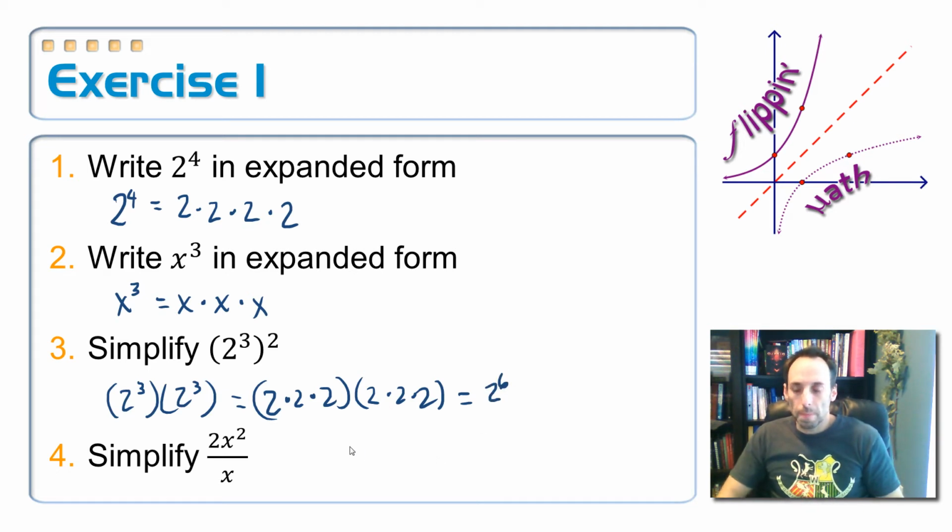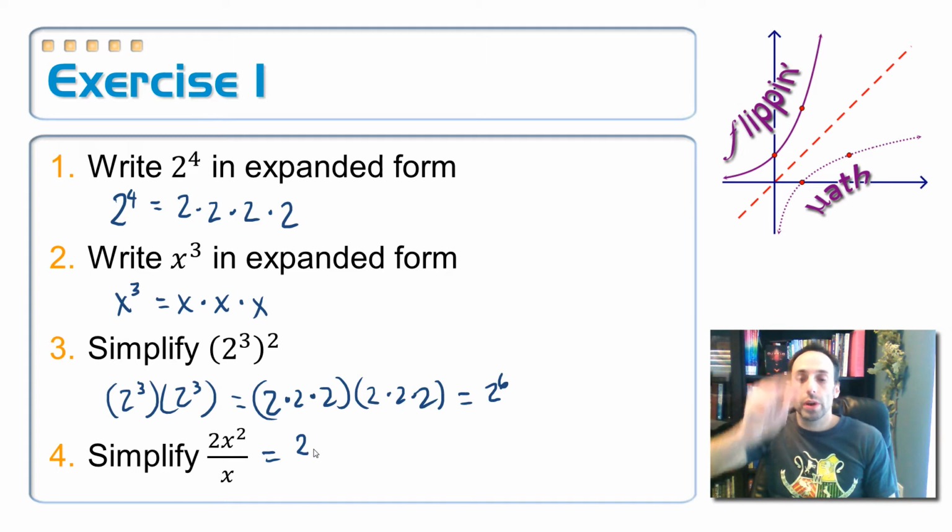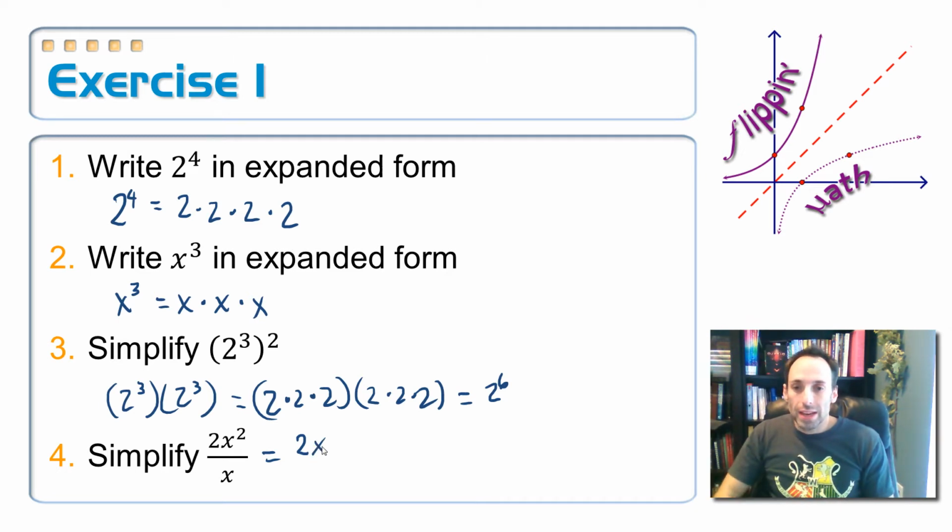Number 4, last one on this list: 2x squared divided by x. This means 2 times x squared on the top, and on the bottom, I'm dividing this by x.